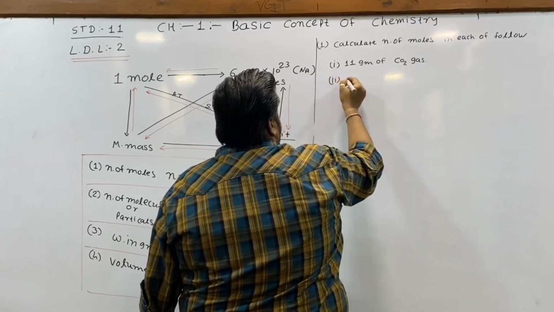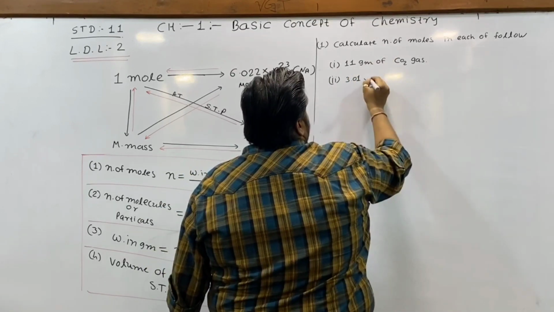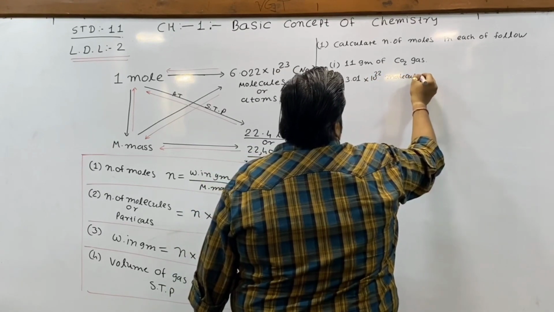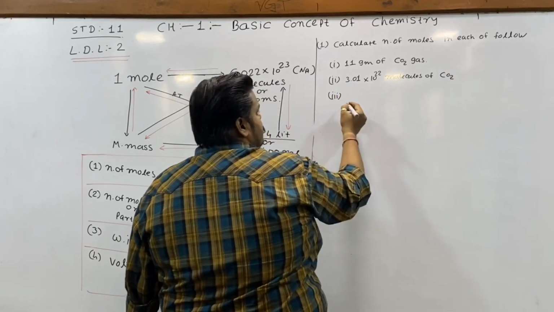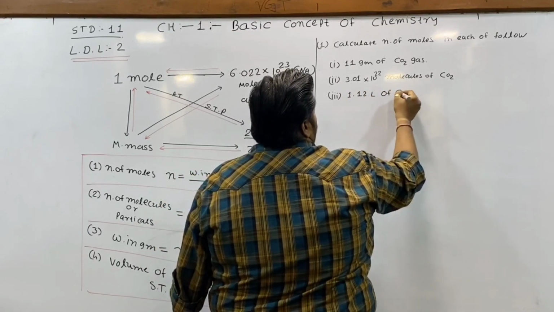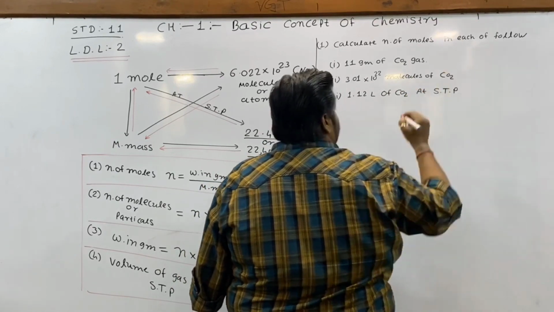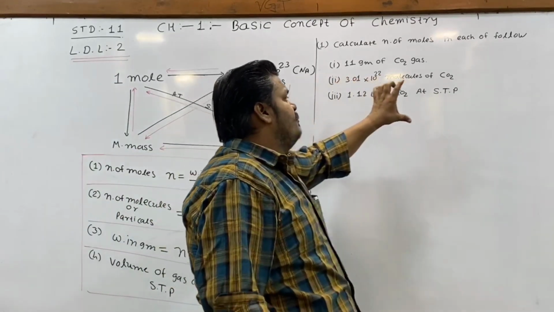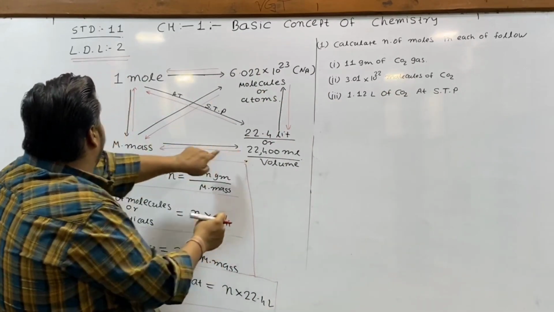Number 2. 3.01 into 10 raised to 22 molecules of CO2. Number 3. 1.12 liter of CO2 at STP. STP is called standard temperature and pressure. So we have 3 sub questions for the calculation of number of moles. Here we'll discuss all the 3 relations related to the number of moles.